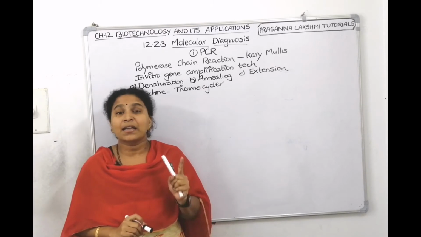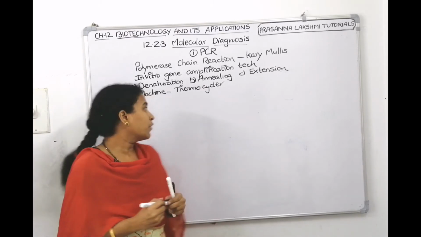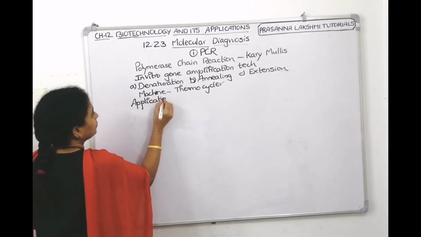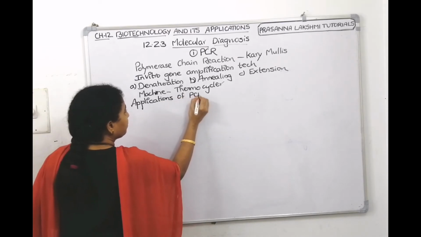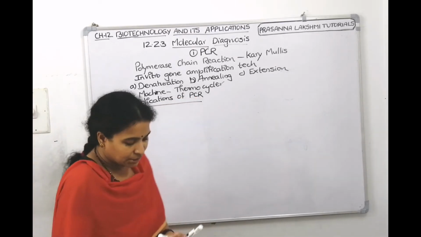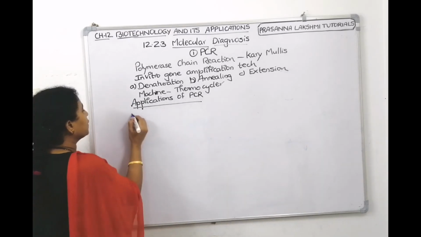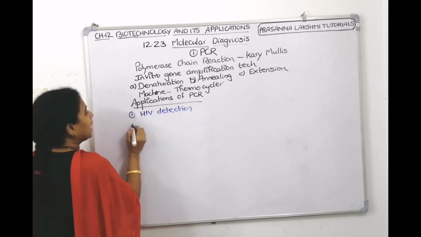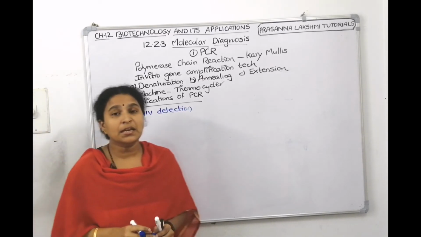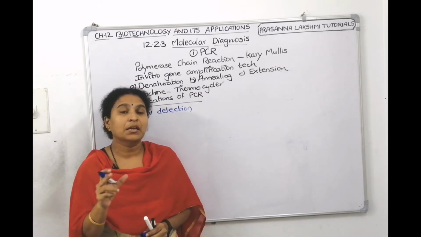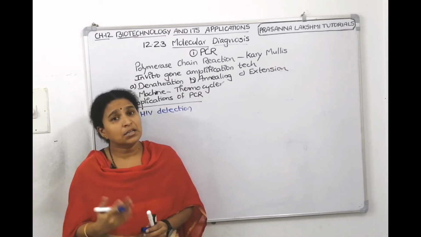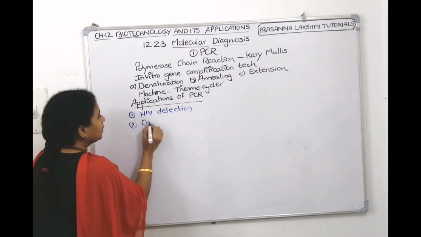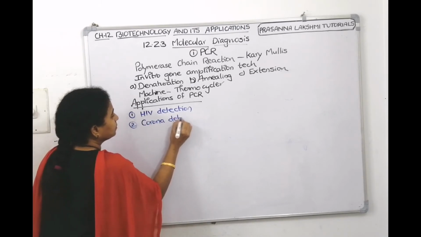Now here we will see in which techniques we use PCR. These are the applications of PCR. First, HIV detection can be done with this technique. Nowadays, RT-PCR is being done for confirming corona. So PCR is also used for detection of dangerous, dreadful diseases like corona.